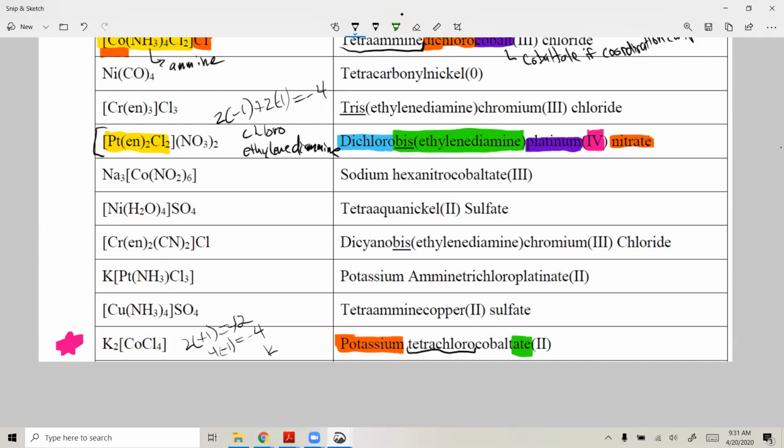And so our cobalt needs to have what oxidation state in order to make that balanced? If we're getting 2 positives from the potassium and 4 minuses from the chlorines, which one do we need to take care of first? Which oxidation state does our cobalt need to have? 2. Very good. So as you work through, remember that you're always going to name the cation first.